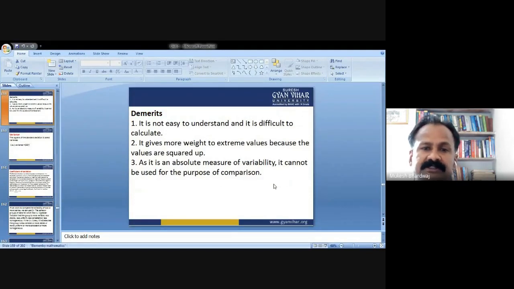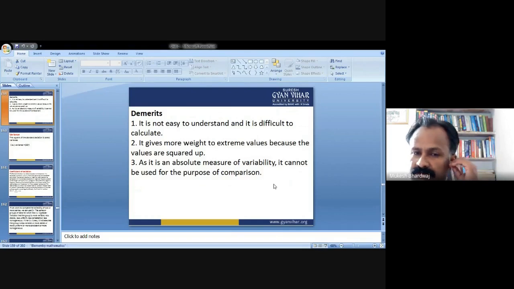It is not easy to understand and it is difficult to calculate. It gives more weight to extreme values because the values are squared. As it is an absolute measure of variability, it cannot be used for the purpose of comparison.